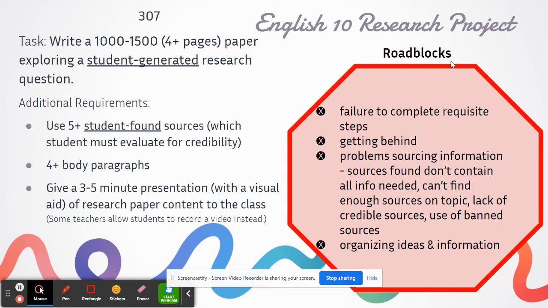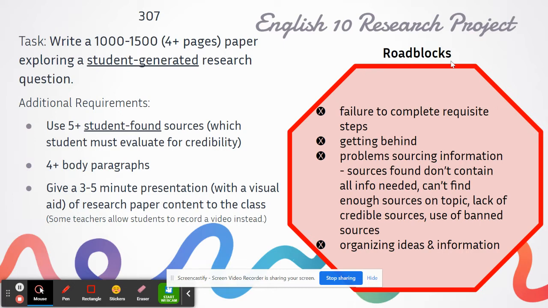And then there are the problems that they can encounter sourcing information. There are a lot of different problems they can encounter sourcing information. Sometimes they find a lot of sources, but they don't read them well, and then when they start to write their paper, find that they don't contain all of the information that they need. Sometimes students generate a research topic that they're really committed to exploring, but then can't find enough sources on that topic. Sometimes students have trouble finding credible sources or even use banned sources. And then when it comes to actually writing the paper, a lot of them struggle with how to get started, how to organize their ideas and the information that they have.